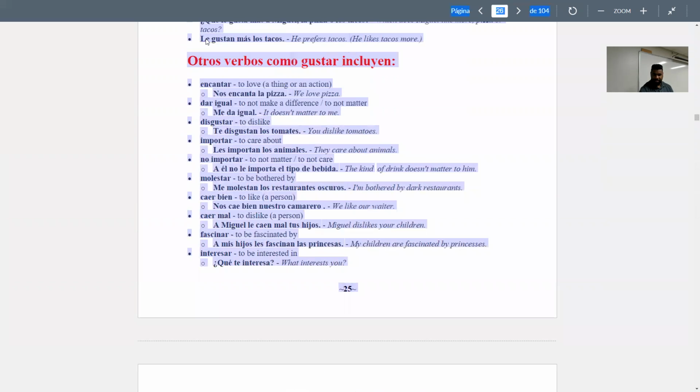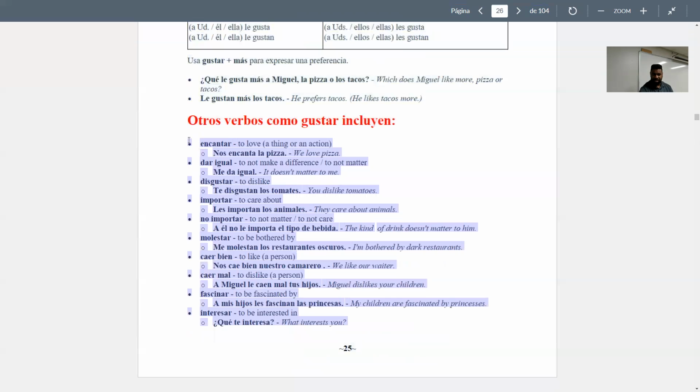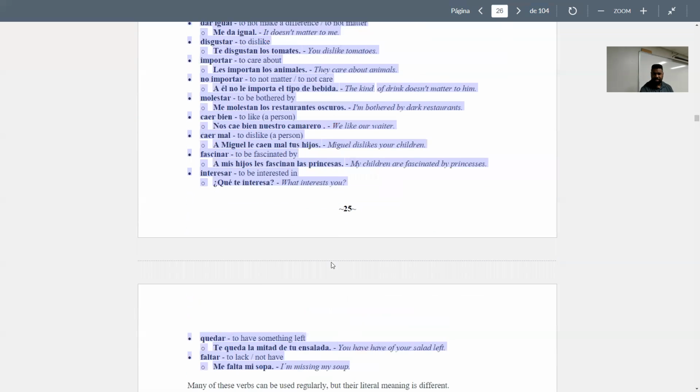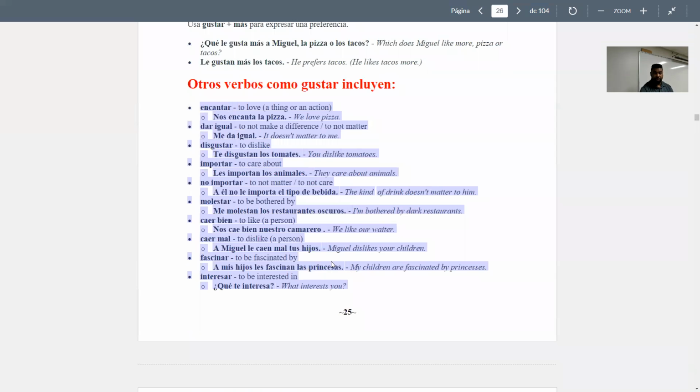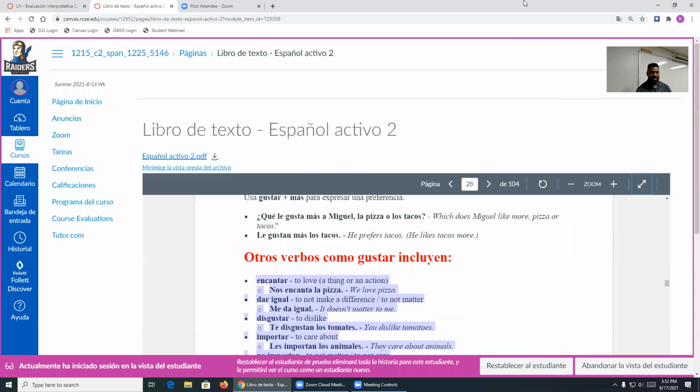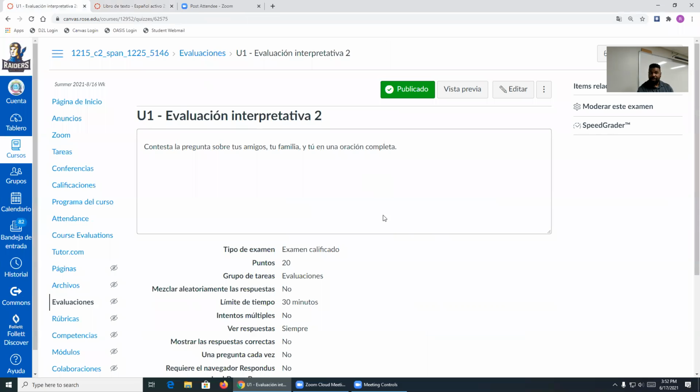If you want to have an idea of what you really need to focus on from this section that you see in purple or blue, whatever it shows up as on your screen. So that's all for Interpretativa 2.